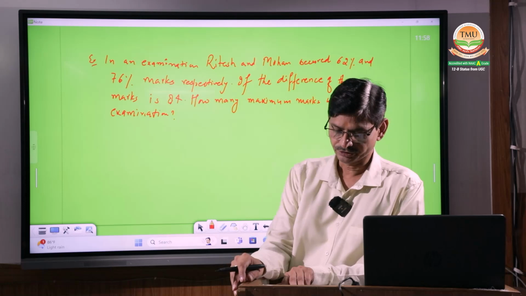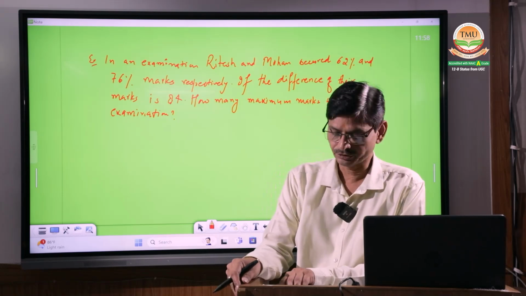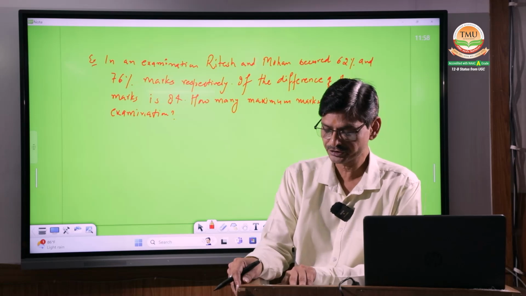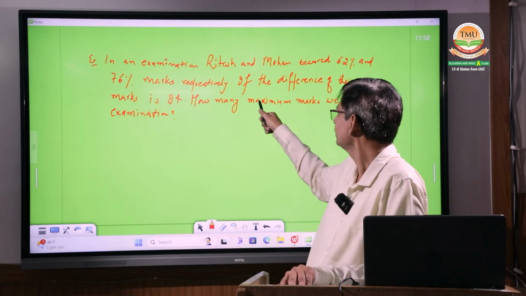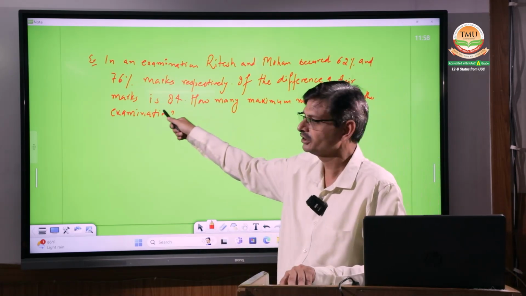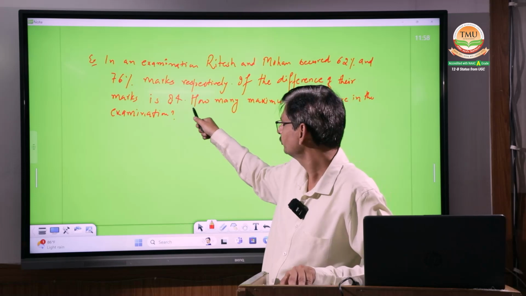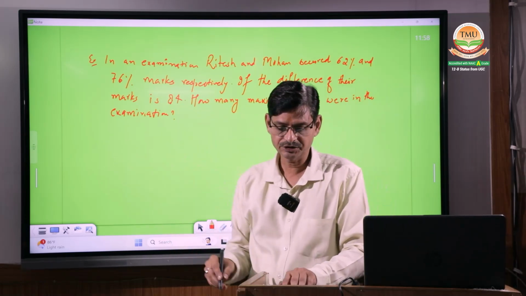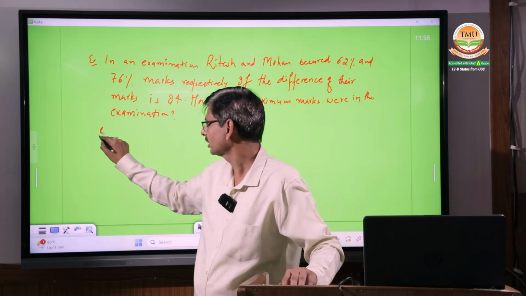This is the question. In an examination, Ritesh and Mohan secured 62% and 76% marks respectively. If the difference of their marks is 84, how many maximum marks were in the examination? This can be solved like this.